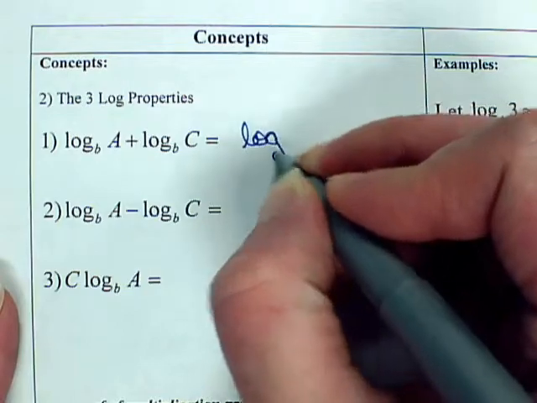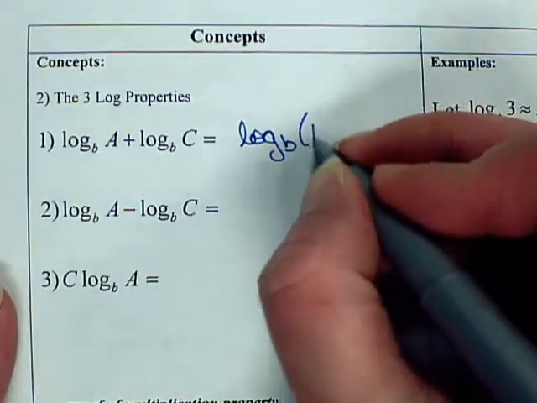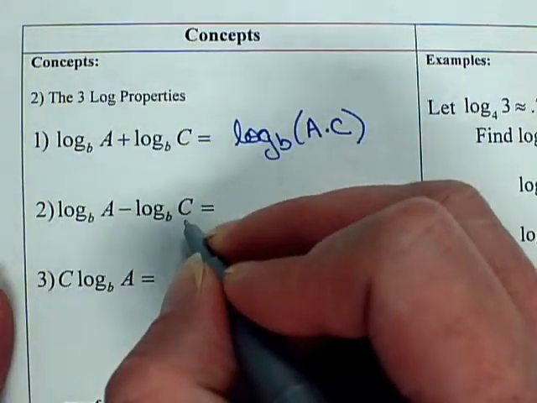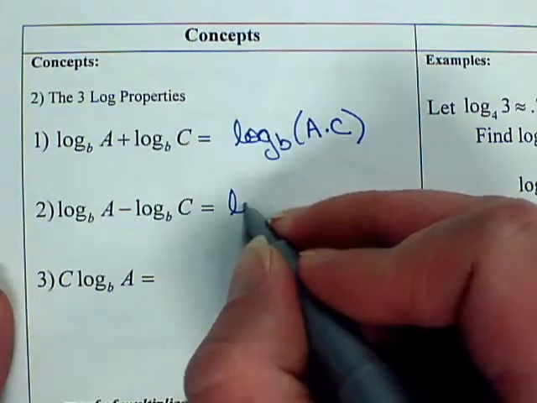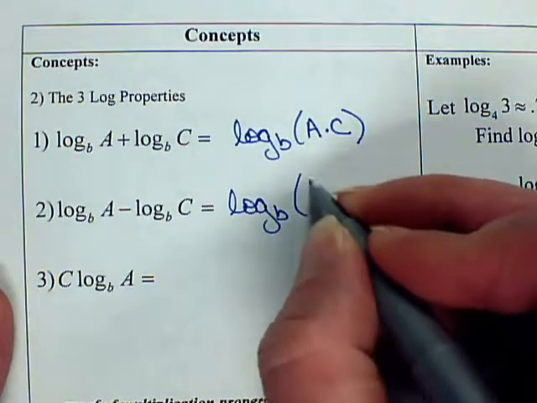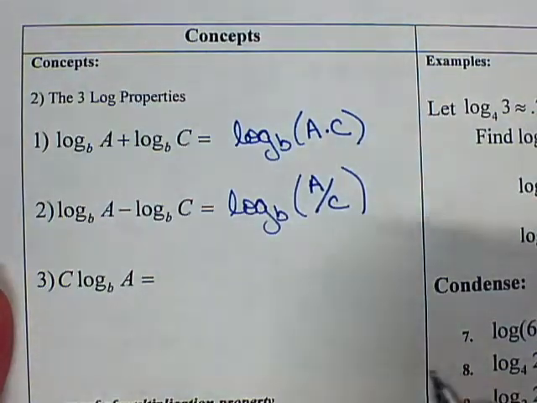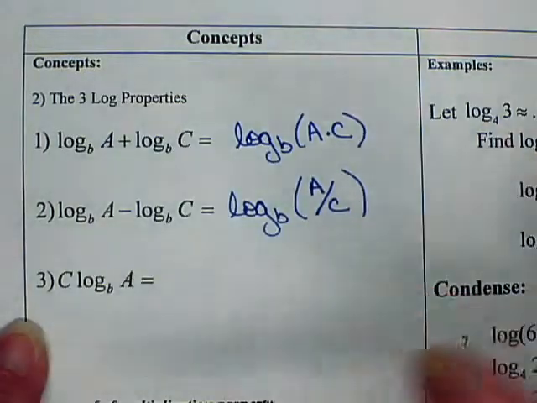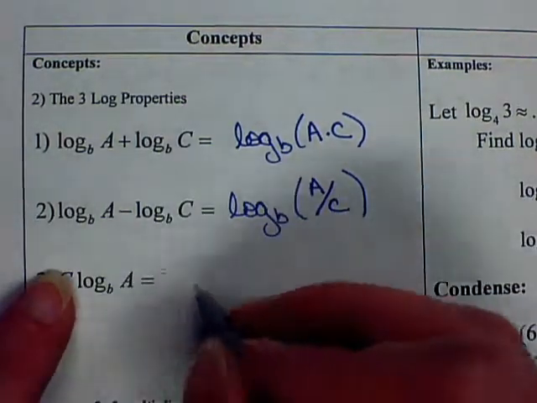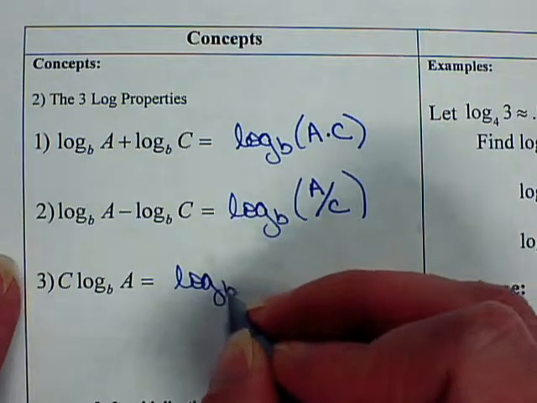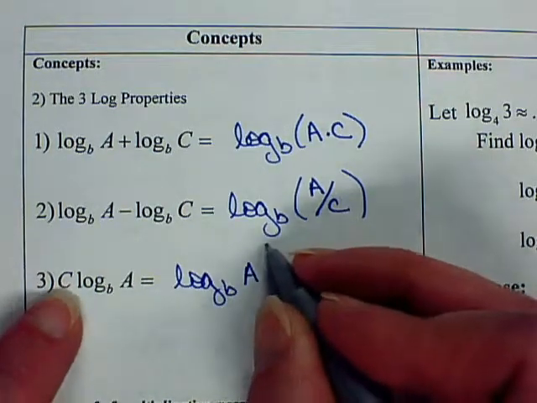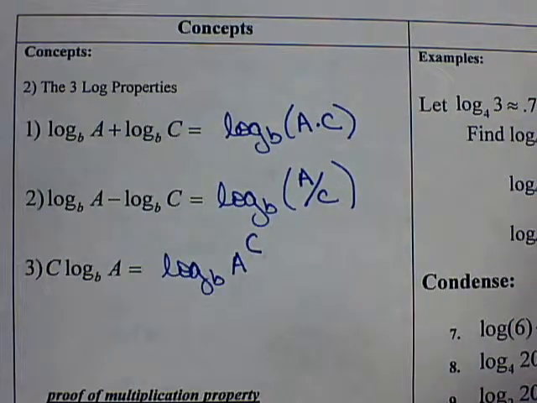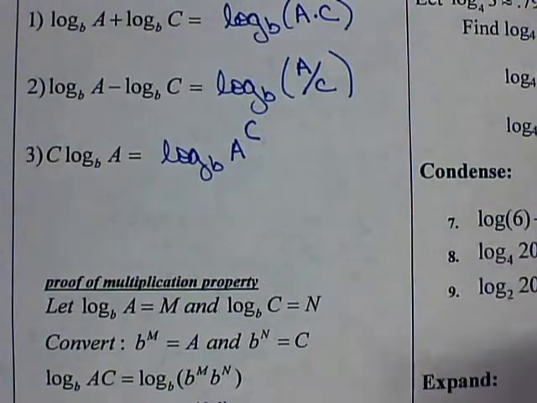If I add 2 logarithms, I can condense them into one logarithm by taking those 2 arguments and multiplying them together. If I have 2 logarithms that are being subtracted with the same base, I can combine them into one by dividing their arguments. Now we notice on this one, when there's numbers out front, that's like having written it that many times, so when you put it together, it's like having that argument to the power of C.